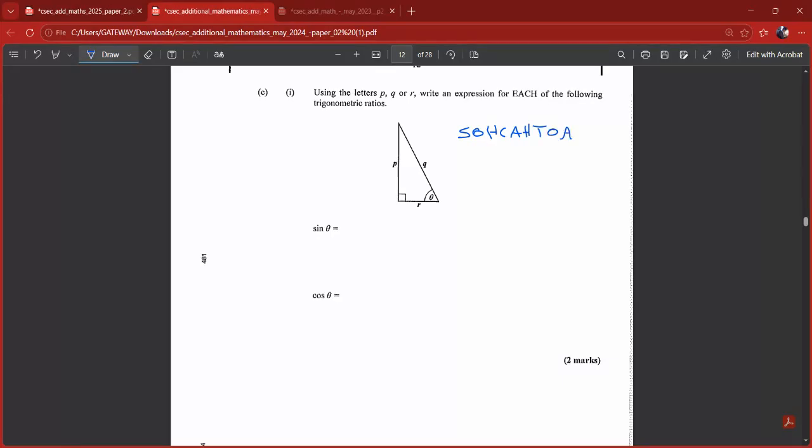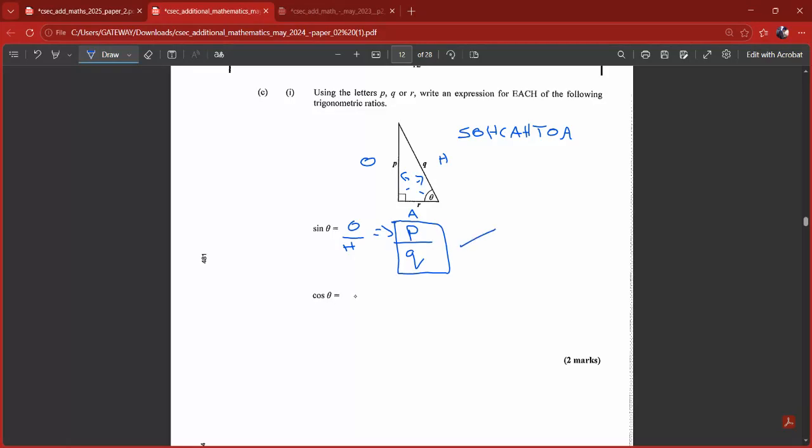So sine is opposite over hypotenuse. So first you label it. This is the hypotenuse because it's opposite the 90-degree angle. Opposite the angle theta is called the opposite side. And this is the adjacent. So since sine theta is equal to the opposite all over the hypotenuse, you're going to replace the opposite side with the p, because p is the opposite side, all over the hypotenuse, which is q. So p over q is sine theta.